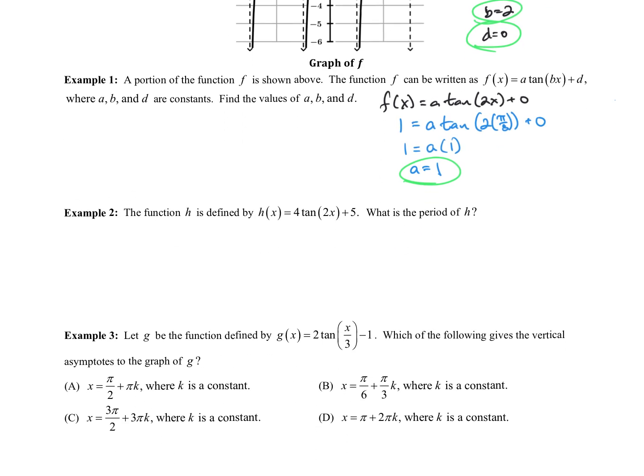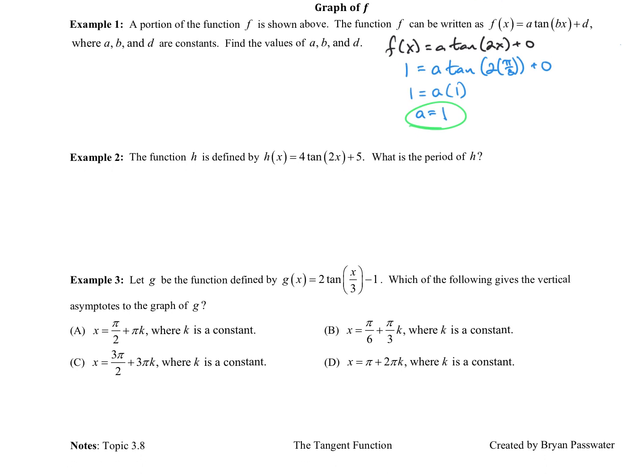All right, let's keep moving on, example 2 now. Trace, keep going. The function h is defined by h of x equals 4 tangent of 2x plus 5. What is the period of h?